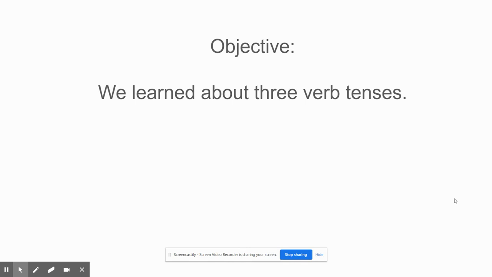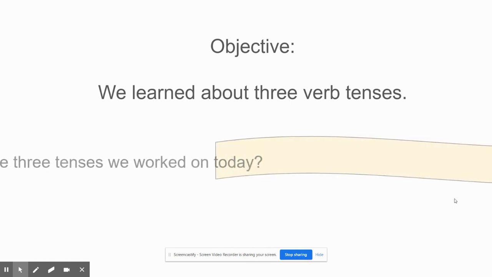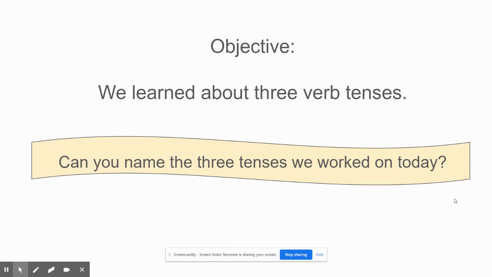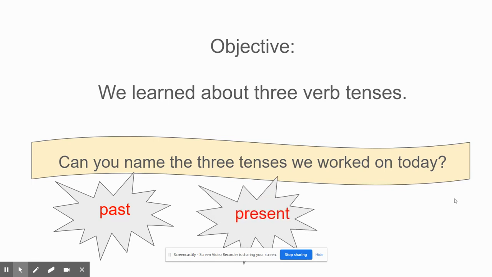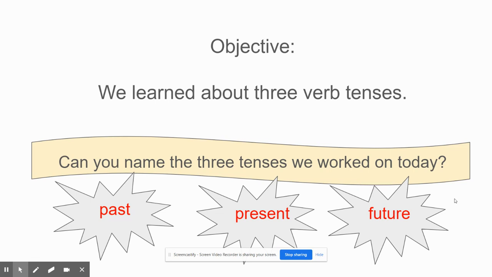Now, let's close out our lesson for today. We learned about 3 verb tenses today. Can you name the 3 tenses we worked on? Hmm. There's the past tense, the present tense, and the future tense. Did you get them all? I sure hope so.